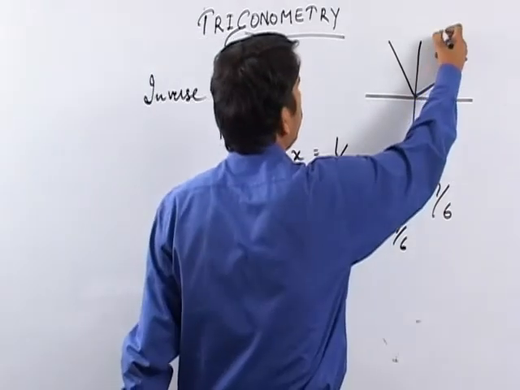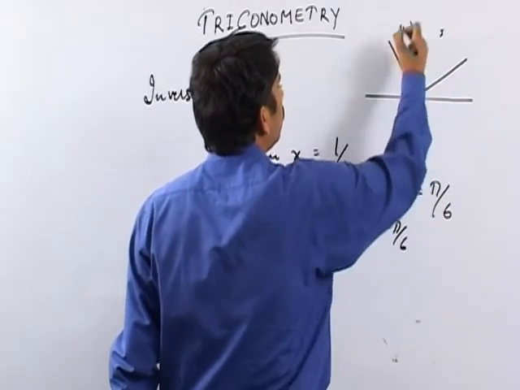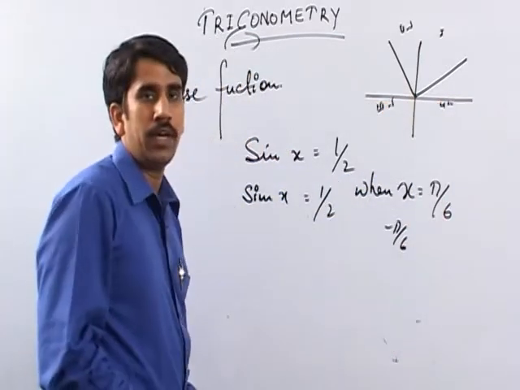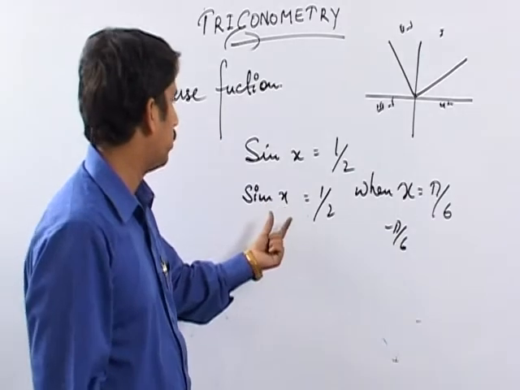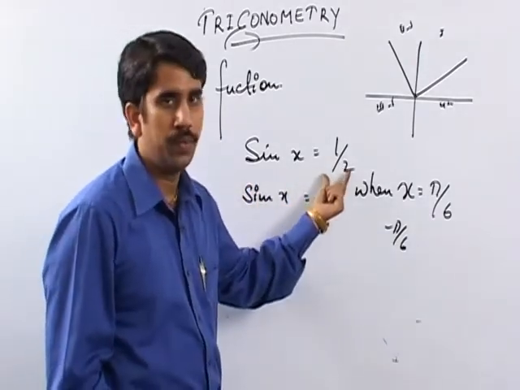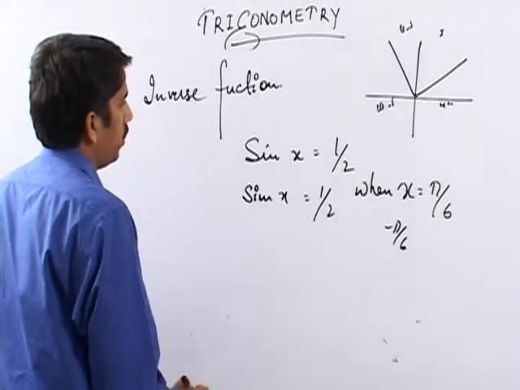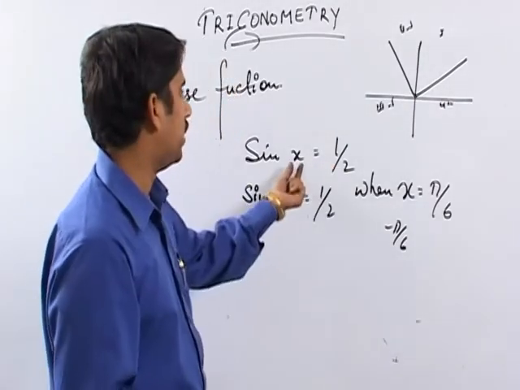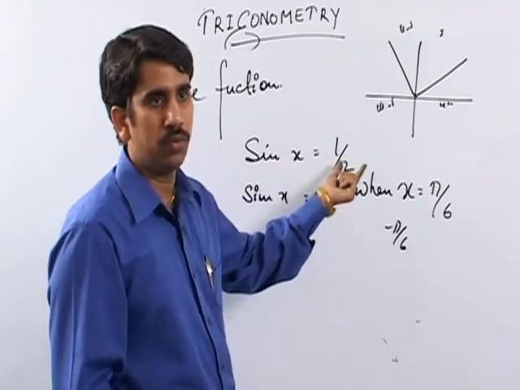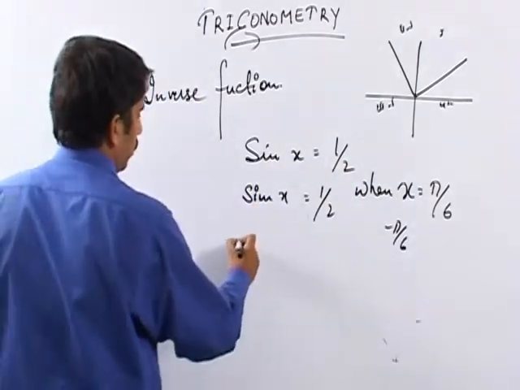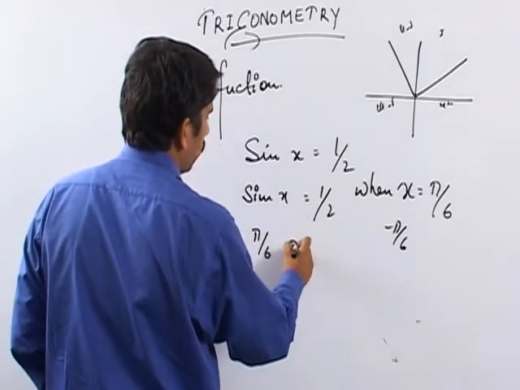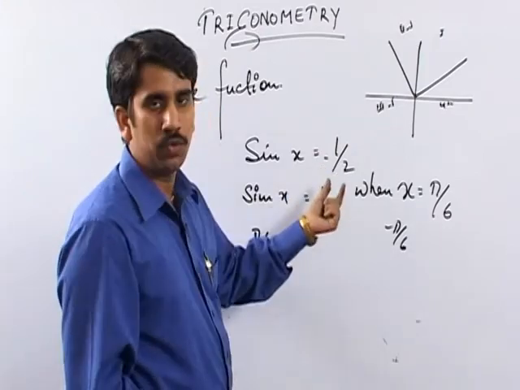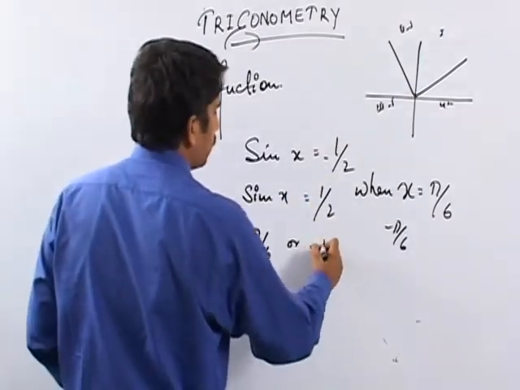This is positive in first and second quadrant as you have studied earlier, and negative in third and fourth quadrant. So there will be infinite values for sin x is equal to 1 by 2. But if you are asked which one is the least value of this angle such that sin x will be equal to 1 by 2, then you will say that this is pi by 6. Or if you ask which is the value of the angle at which this will be minus 1 by 2, we will write minus pi by 6.